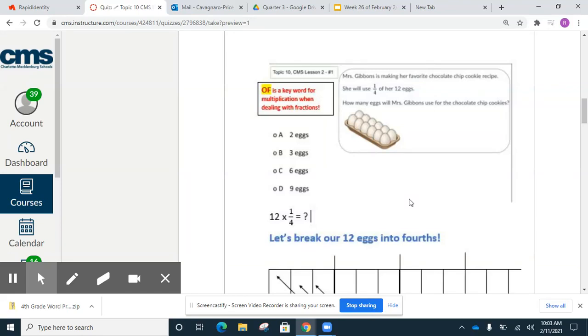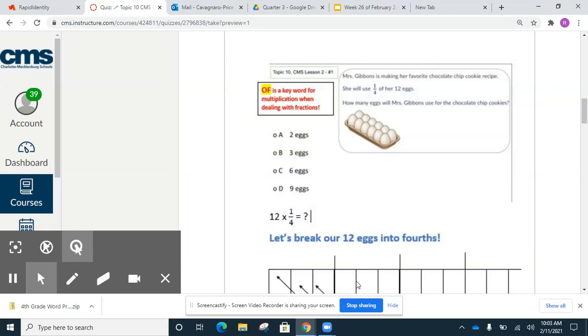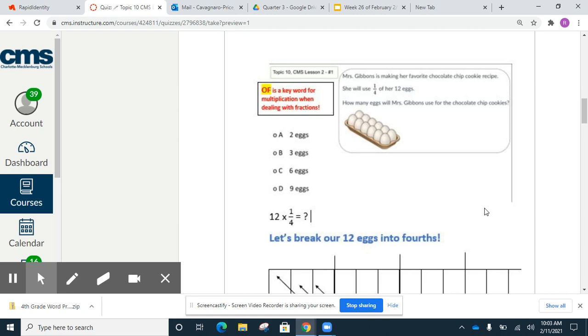All right, so I'm going to go over some questions that are going to be on this quiz that you're going to take. So let's look at number one. It says, Mrs. Gibbons is making her favorite chocolate chip cookie recipe. She will use 1/4 of her 12 eggs. How many eggs will Mrs. Gibbons use for the chocolate chip cookies?